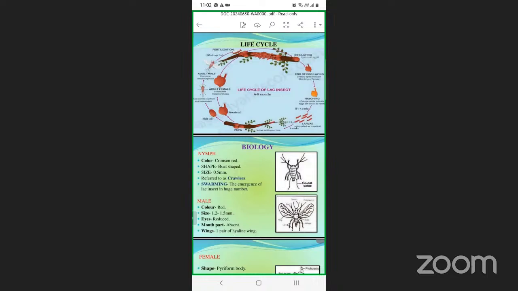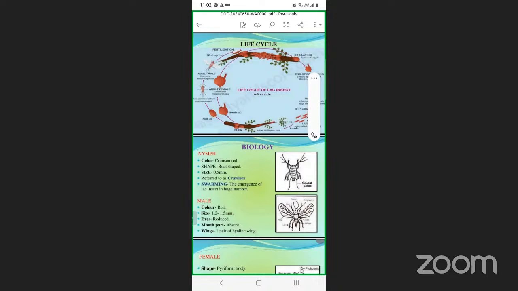Okay, ma'am. Ma'am, one thing, you said that this lac insect will lay eggs 21 times, right? No, not 21 times, only once.